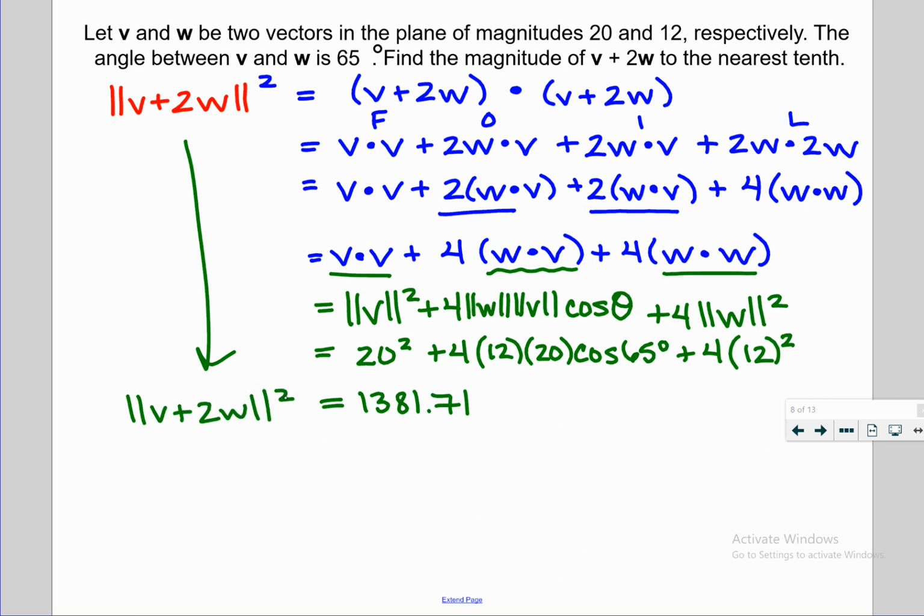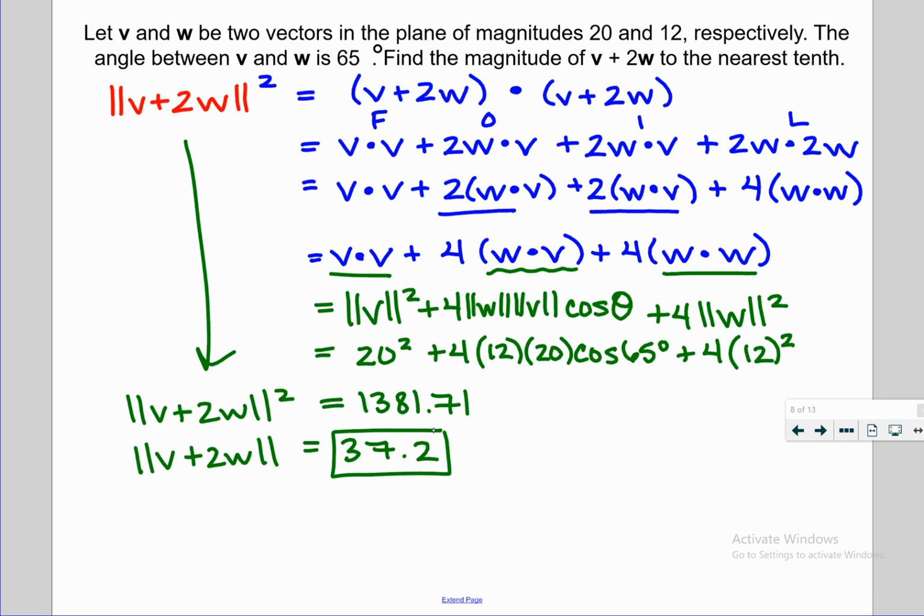I'm almost done. The question asked for just the magnitude of v plus 2w. So your last step is just take the square root of both sides. Take the square root of that number we just found. To the nearest tenth, it said 37.2 would be our answer. Okay. These ones are going to look very similar to the other ones in Math XL. But they're going to be tricky because it's going to be asking for a magnitude of vectors that you don't have. Okay, so that's how you know to use this procedure.